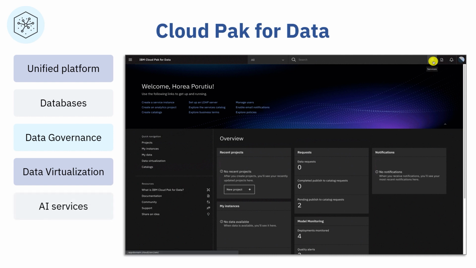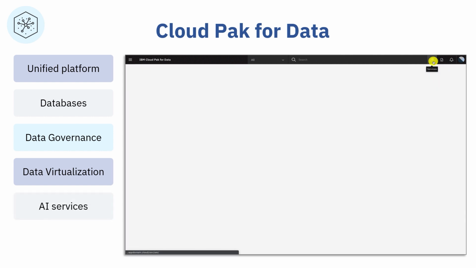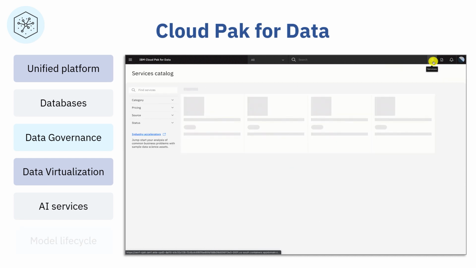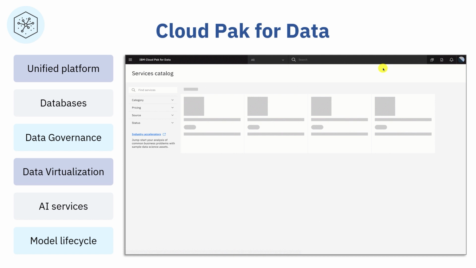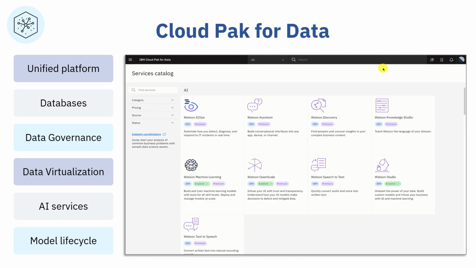It also has data virtualization, so you can query easily across multiple sources on cloud or on premises. It has IBM Cloud AI services, such as Watson Assistant or Discovery, and it has AI model lifecycle tools, such as Jupyter or RStudio to create notebooks, serve them with Watson Machine Learning, or automate the whole process with AutoAI.